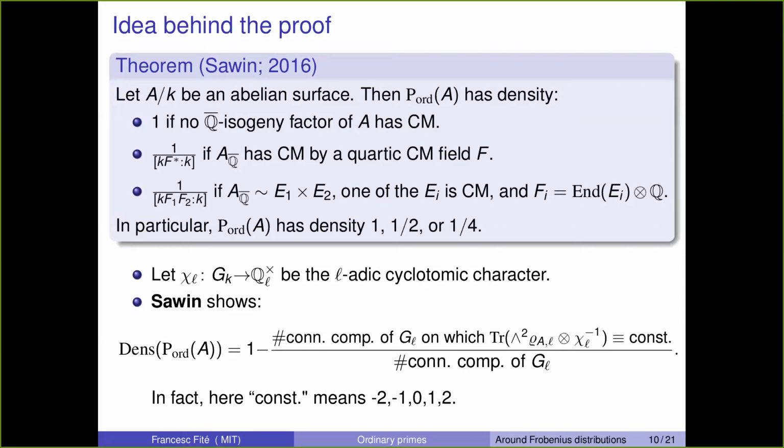You should compare this with what I explained some slides ago, when I told you that when a prime fails to be ordinary for an abelian surface, then the central coefficient of the characteristic polynomial of Frobenius is limited to only 8 possible values. And in fact, in this case, one finds that constant means that the function is equal to -2, -1, 0, 1, or 2.